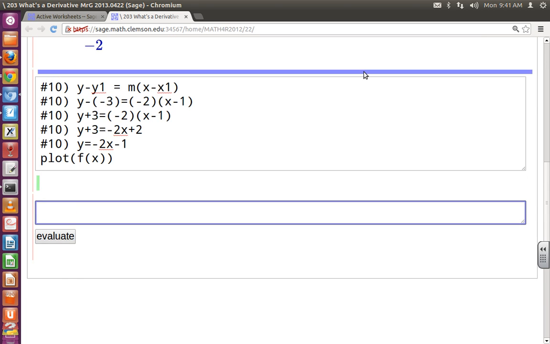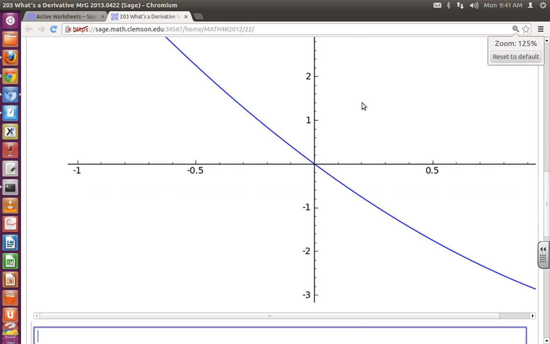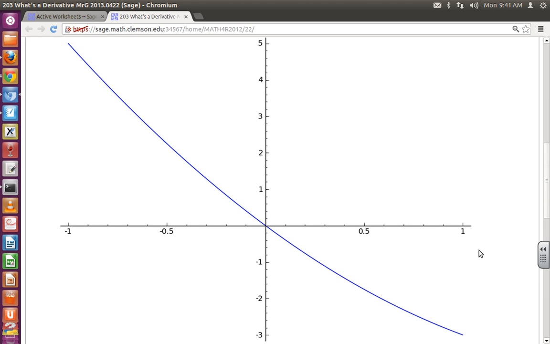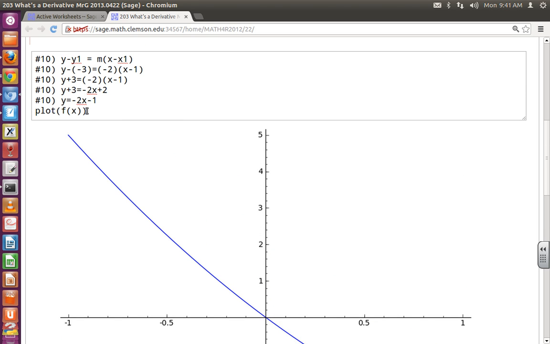Come on, graph. There it is. There's f of x, right? Let me make it a little smaller. All right, but now this is only graphing from -1 to 1. What do I want? Well, I want to see the tangent line at x equals 1. Am I going to see it? Let's find out.